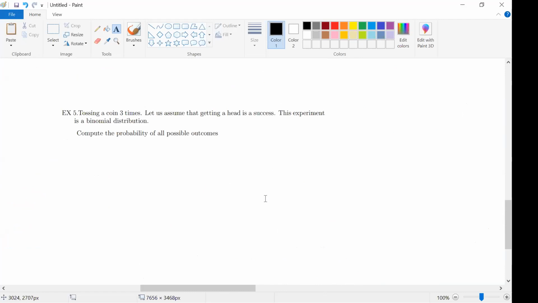So toss a coin 3 times, assume the odds of getting a head is a success. Binomial distribution, what's the probability of every single outcome? Well, we're tossing it 3 times. So here, I'll wait for you to write this down just for a second if you want to write it down. So we're getting ready to switch back over to the calculator.